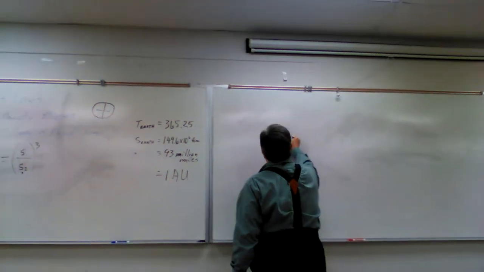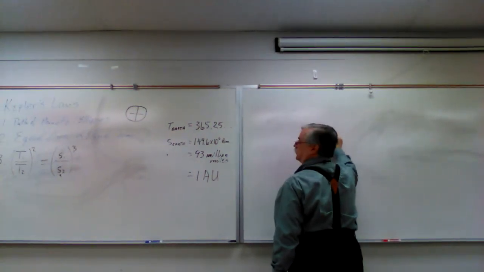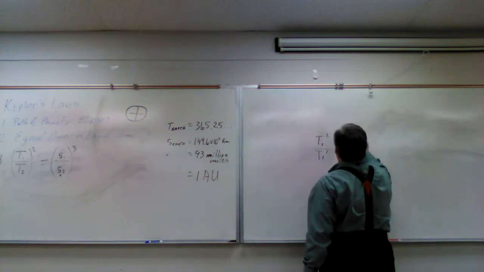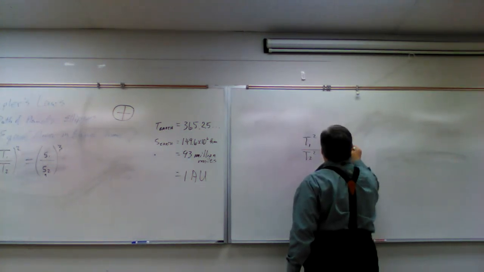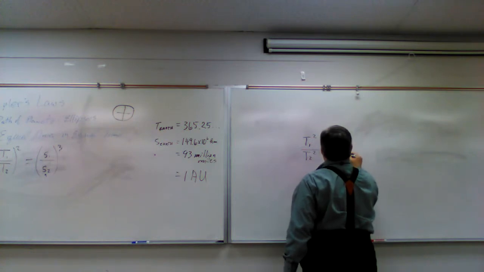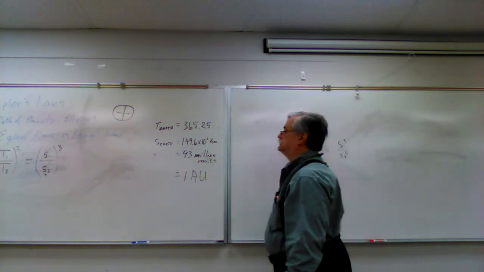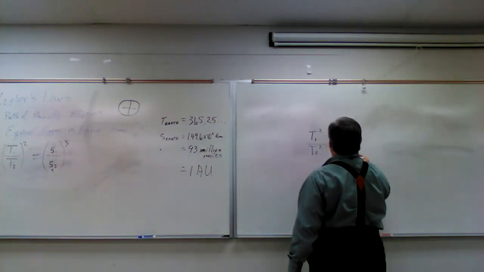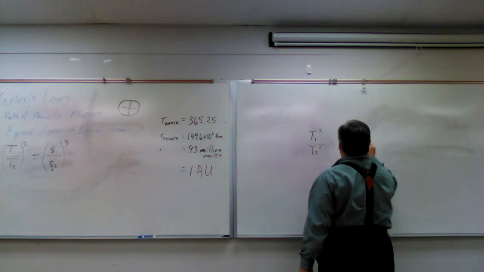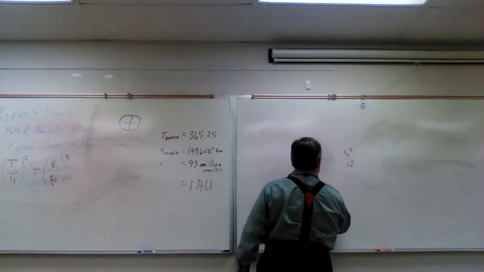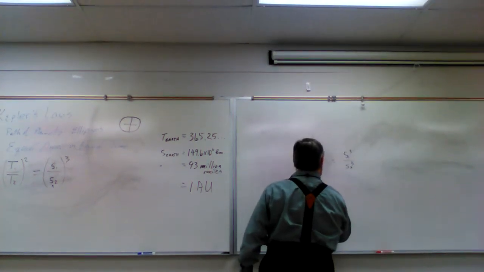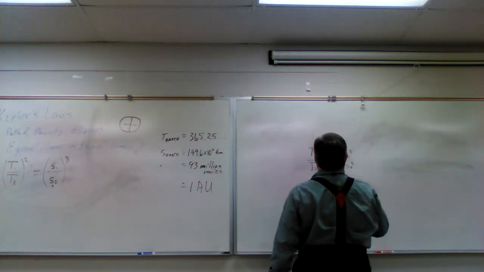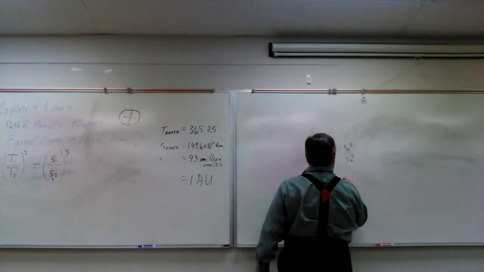We've got T1 squared divided by T2 squared is equal to S1 cubed divided by S2 cubed. So we divide both sides by S1, and multiply both sides by T2 squared.